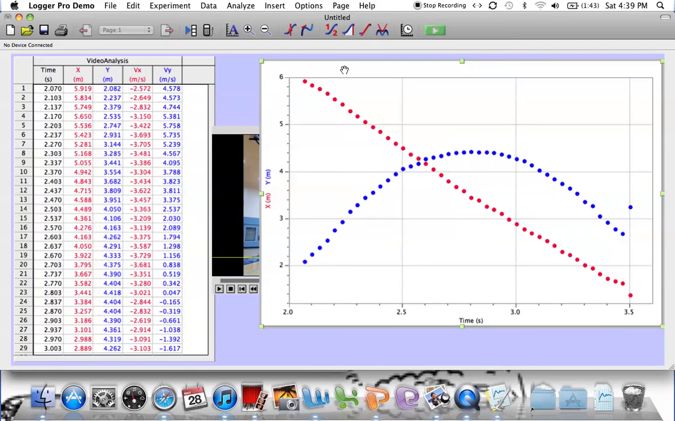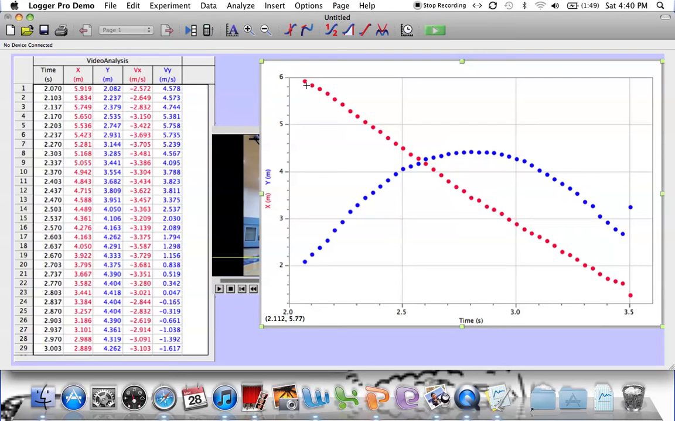In projectile motion, what we're trying to prove is that there's little to no acceleration in the x direction. The acceleration in the y direction is due to gravity, which is at a constant rate of negative 9.8 meters per second. We also want to look at the path of the ball in terms of x and y coordinates.